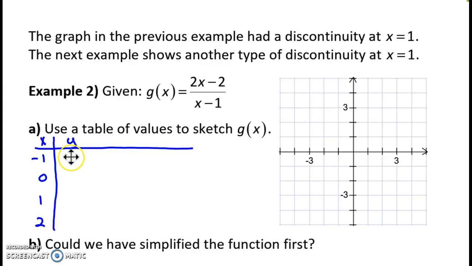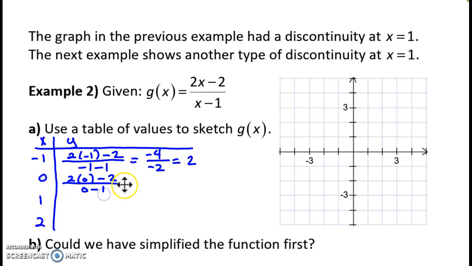So when x is equal to -1, the y value is 2 times -1 minus 2 over -1 minus 1. And that's going to give us -2 minus 2, or -4 on the top. And in the denominator, -1 minus 1 is -2. So that'll give us a y value of 2. When x is 0, y is 2 times 0 minus 2 over 0 minus 1. And that'll give us a -2 in the numerator and a -1 in the denominator, or a y value of 2.